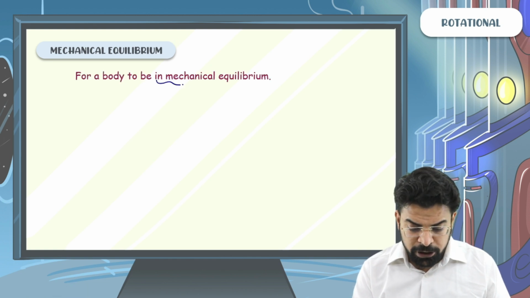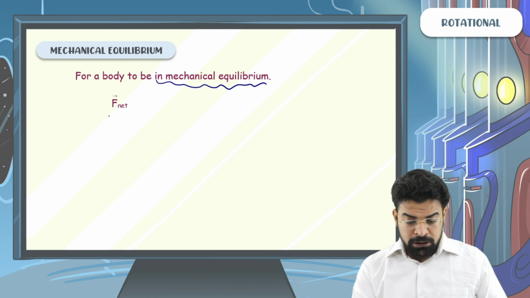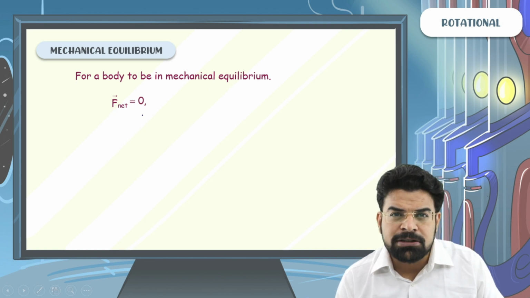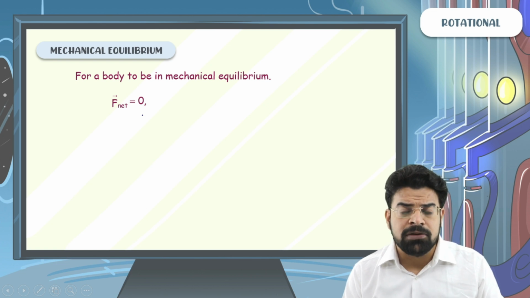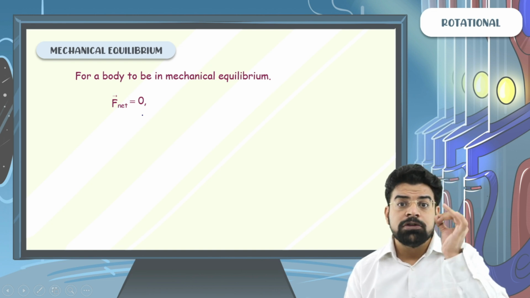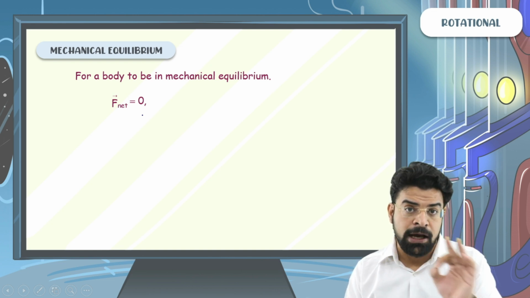So for a body to be in mechanical equilibrium, the net force acting on the body has to be zero. Now somebody might ask, the net force has to be zero in which direction? For a body to be in mechanical equilibrium, the net force has to be zero in all directions.